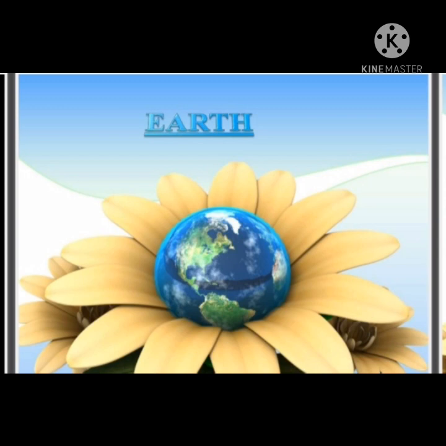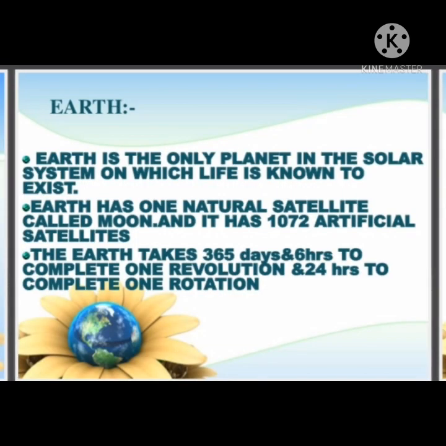Next, Earth. Earth is the planet where life exists. Earth is the only planet in the solar system on which life is known to exist. Earth has one natural satellite, which is called the moon, and it has 1072 artificial satellites. The Earth takes 365 days and 6 hours to complete one revolution and 24 hours to complete one rotation.